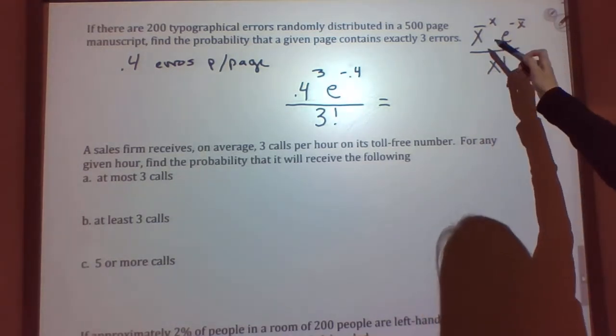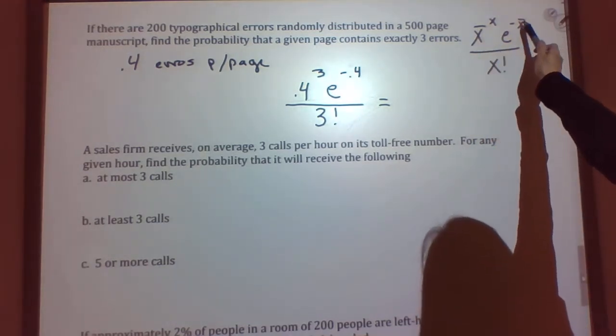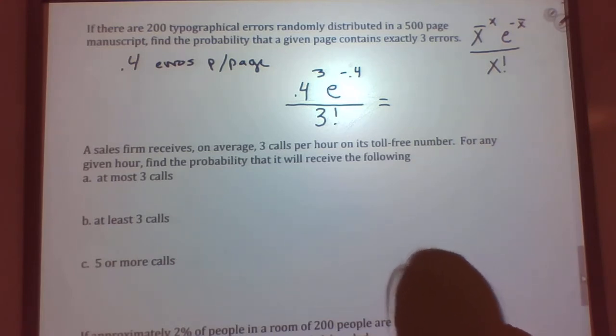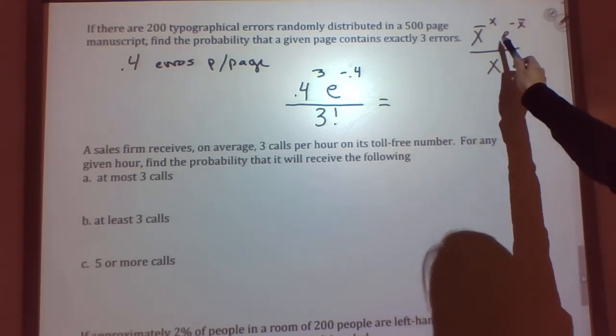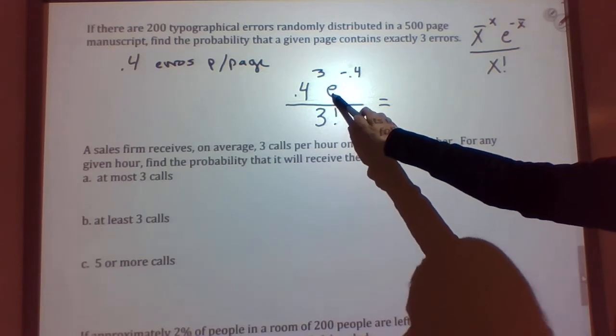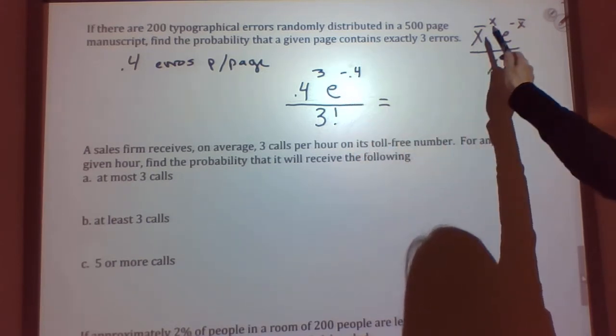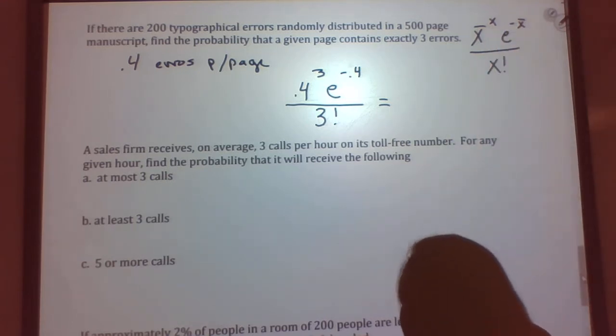So what you need to know for this formula is the average, and most of the time the average is given to you. You don't have to calculate it like we did here. E, remember, don't try to put a number in for E. E is a number. And you also need to know the x. What are you looking for?